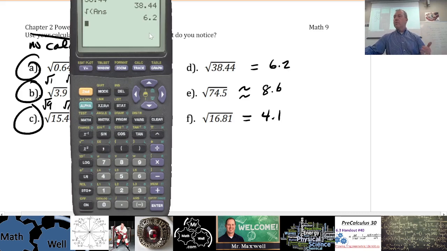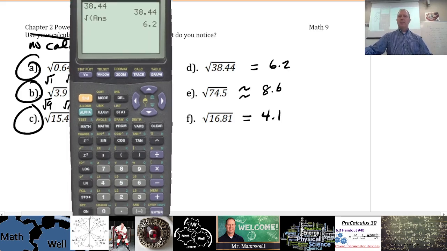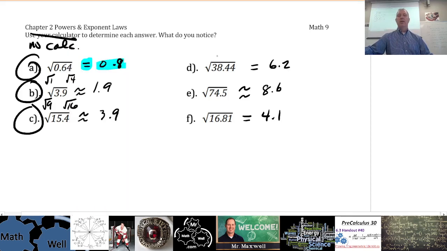Now that is a terminating decimal, right? So remember, when we take the square root of decimals, if it's terminating or repeating, what does that mean? That means it's a perfect square. So this is exactly equal to 6.2. This is a perfect square. This is a perfect square. And what you'll find out too is that F is also a perfect square because it's a terminating decimal too.